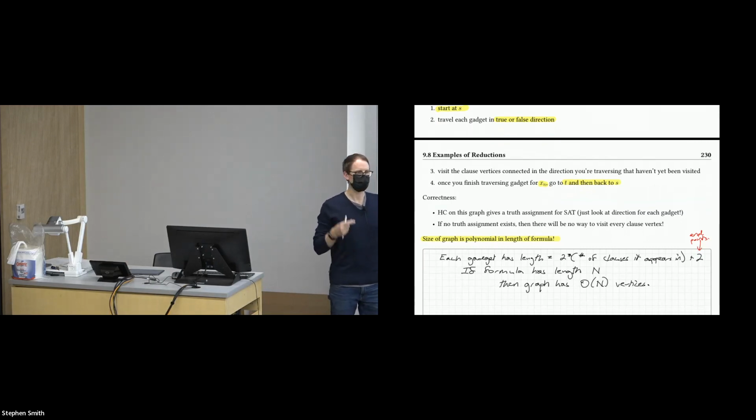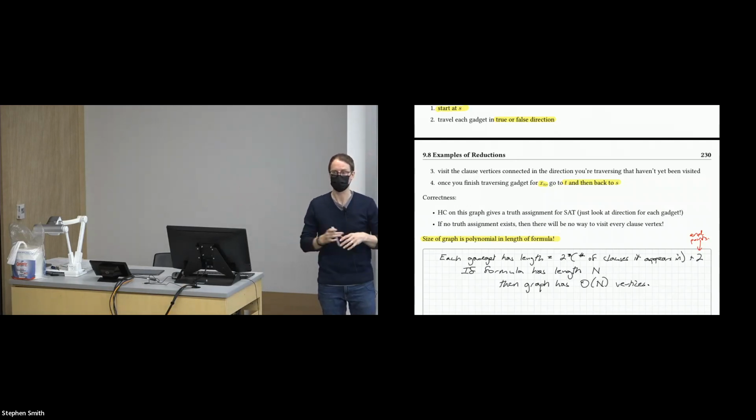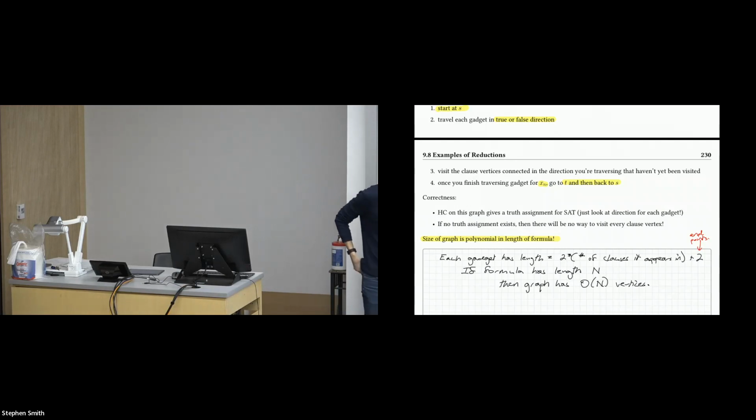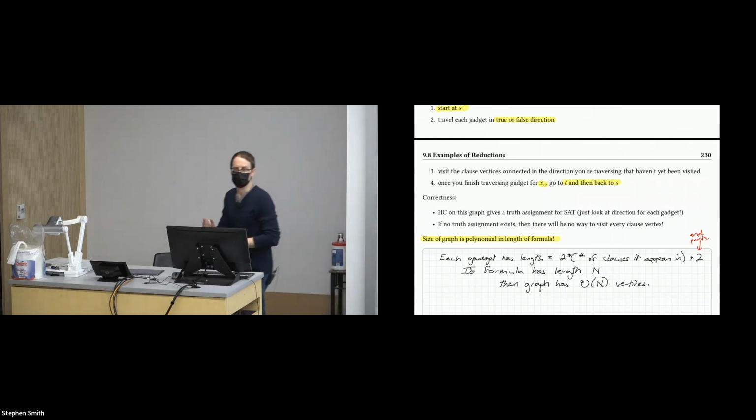You create 2 copies, right? Because the gadget has 2 vertices for each time that variable appears. Then you get the endpoints, so that adds another couple, and then you have to add 1 vertex for each clause, right? And the number of clauses is less than or equal to capital N. So you just get several copies of the length N.